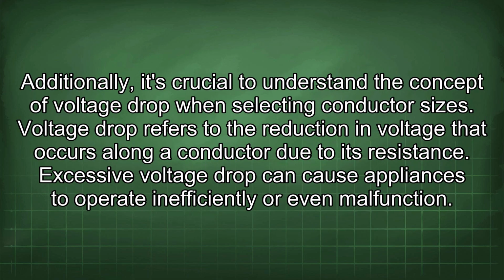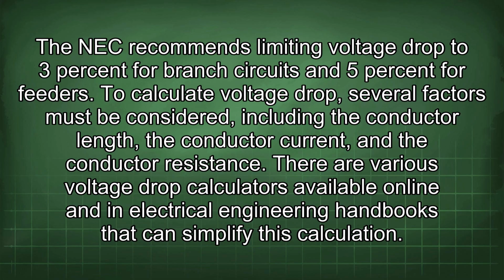Additionally, it's crucial to understand the concept of voltage drop when selecting conductor sizes. Voltage drop refers to the reduction in voltage that occurs along a conductor due to its resistance. Excessive voltage drop can cause appliances to operate inefficiently or even malfunction. The NEC recommends limiting voltage drop to 3% for branch circuits and 5% for feeders.